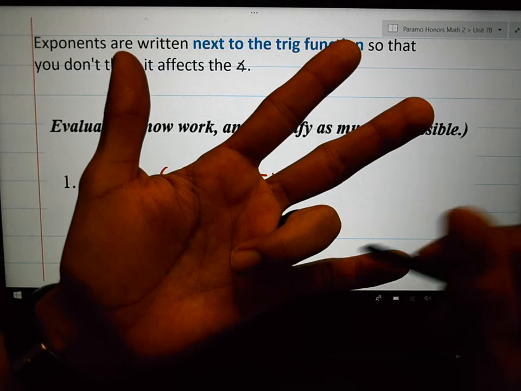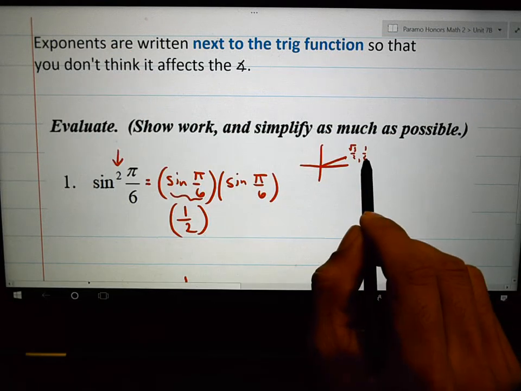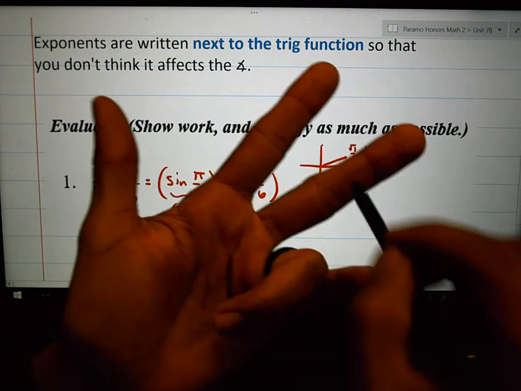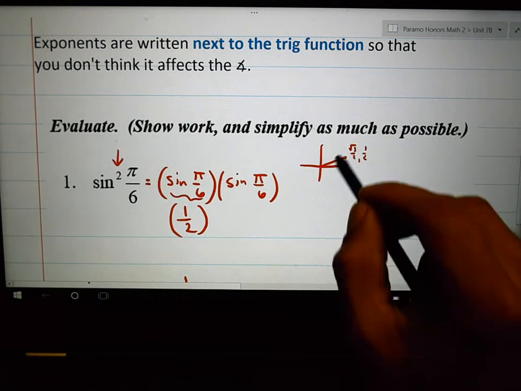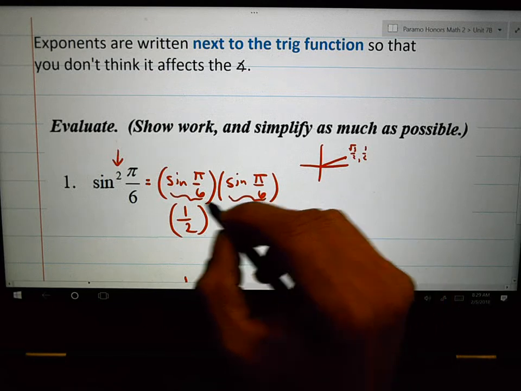The square root of how many fingers over 2? The square root of 1 over 2 gives you that ratio. Cosine, square root of 3 over 2 gives you that ratio. So that is what I'm doing. And that's the first one.